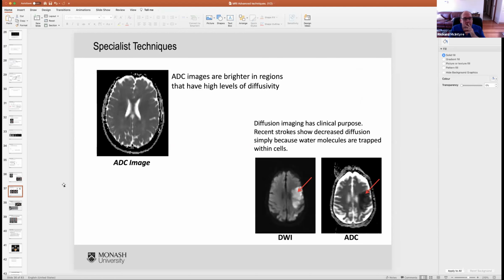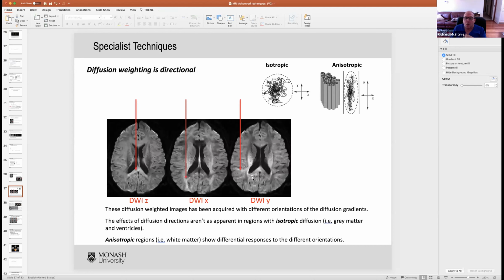So what we're going to do then, if that's the case, why don't we just do 64 images? We can change the direction by 360 divided by 64. We can do one across here, and then one across here, and across here, and across here. And so we can change the direction.